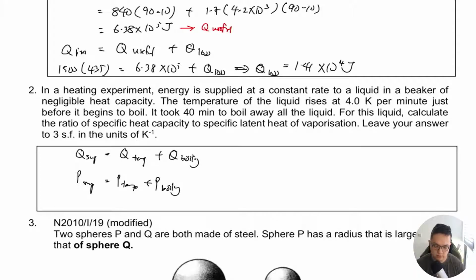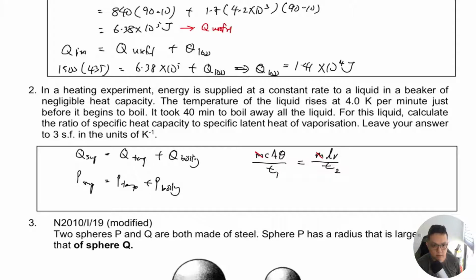So if we take this expression here, we write this out. The power to raise the temperature is essentially mc delta theta divided by time. Then the power to do the boiling is just mLv divided by time. Of course, the timing is different, so let's just write the timing there. Then since the mass is the same, we can make some cancellations first. We can cancel away m, and we're left with c delta theta and then the Lv.